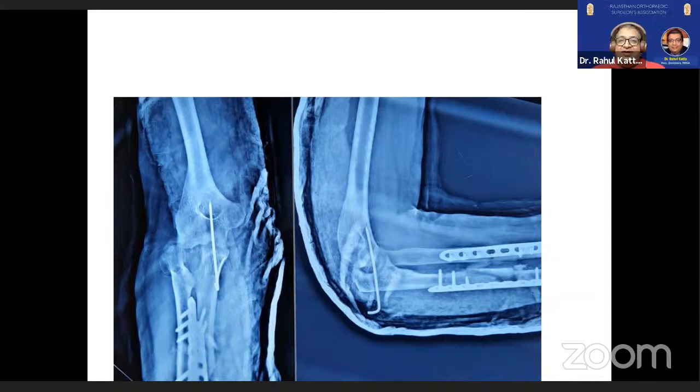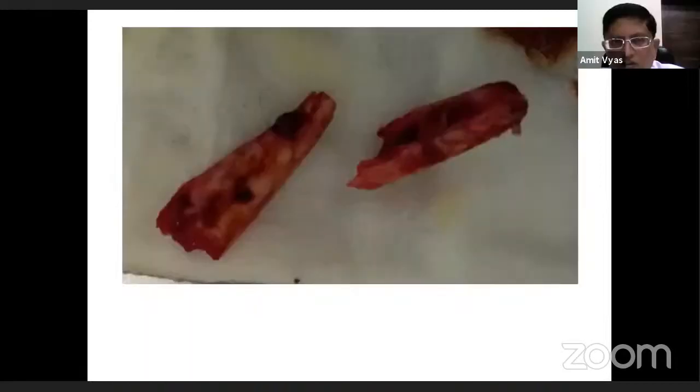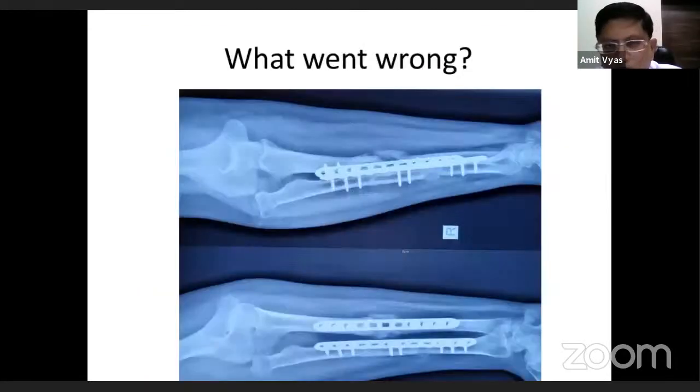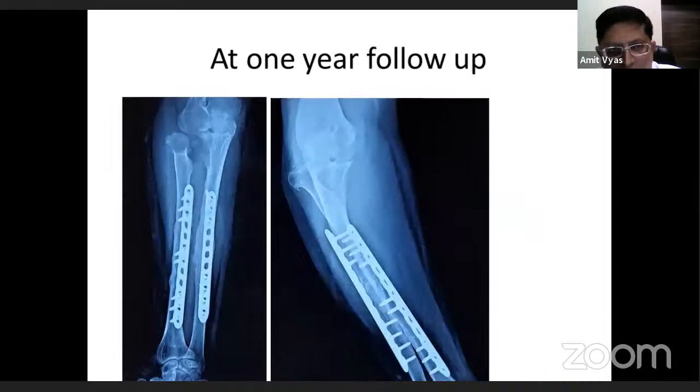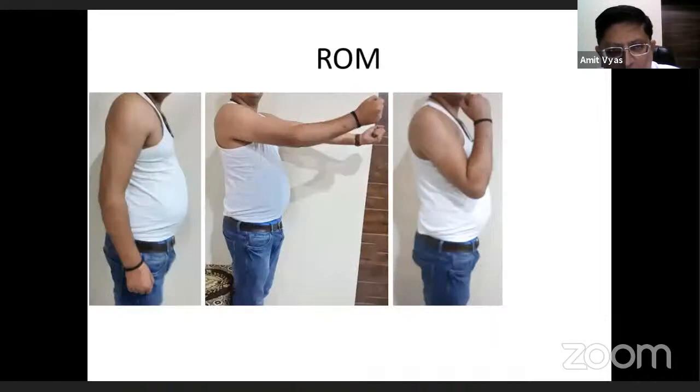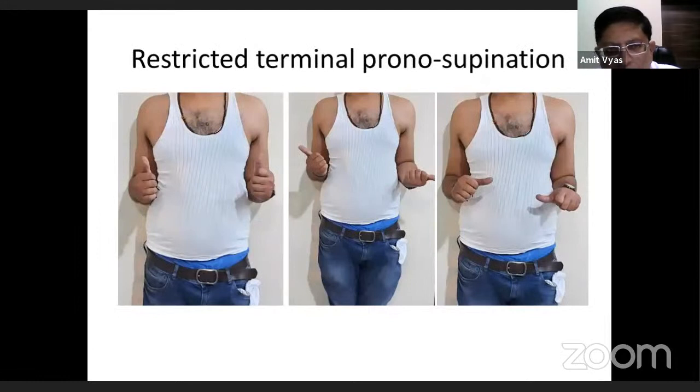Amit, we are far ahead of time. Okay. So this is the part of the ulna I removed, and we discussed all these things. This is the full length X-ray, and by the grace of God, the ulna united well, and also the radius. At 1 year follow-up, this is the condition. The patient has this much range of movement at the elbow, but his supination is restricted. Terminal supination and terminal pronation are restricted.